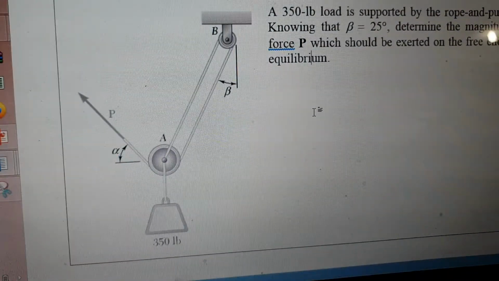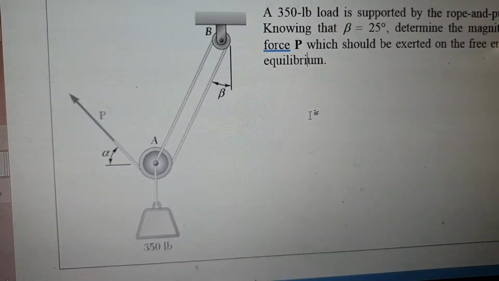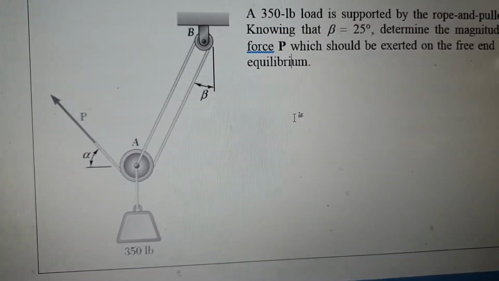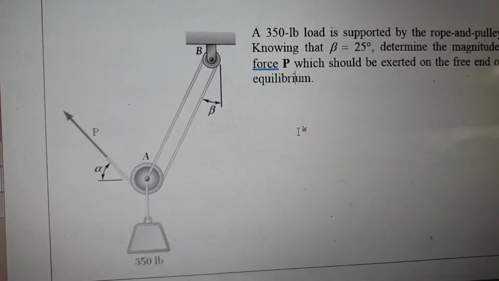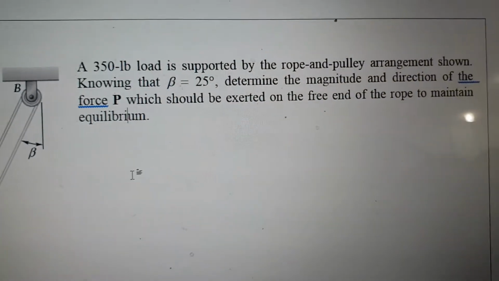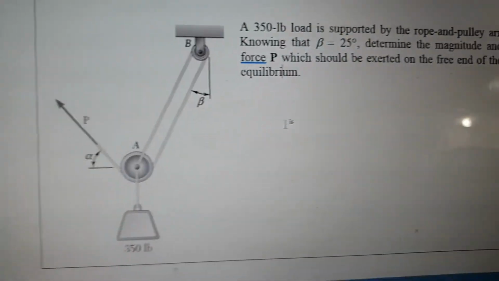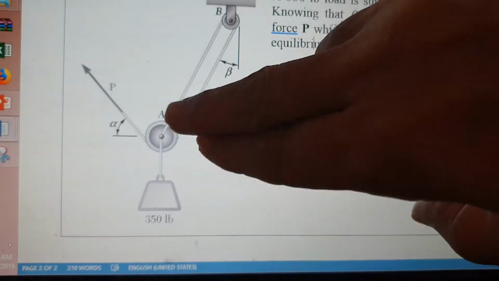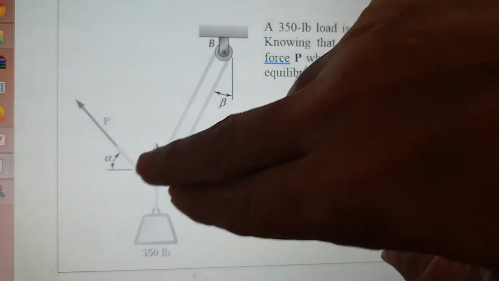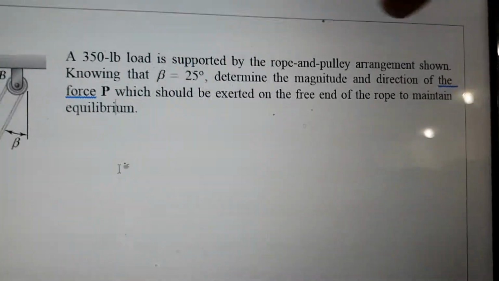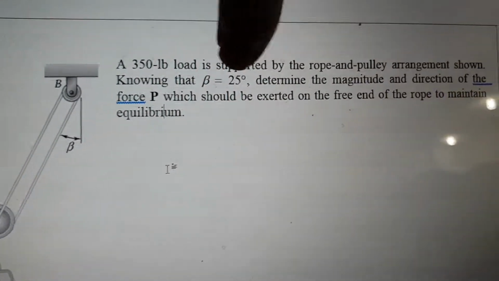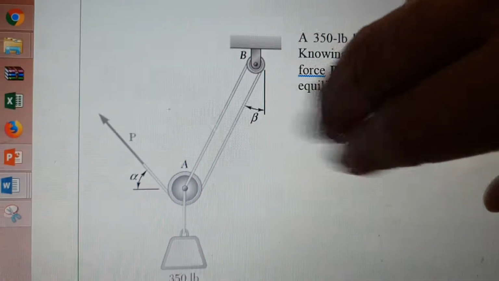Let's look at this problem of homework 2. A 350 pound load is supported by the rope and pulley. So you can see that there's a pulley here. There's a rope, and there's a pulley, and there's another pulley. Rope and pulley arrangement shown, knowing that beta is 25. So this angle, beta, is 25.